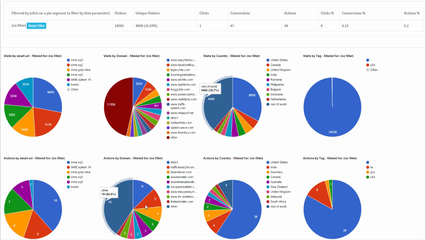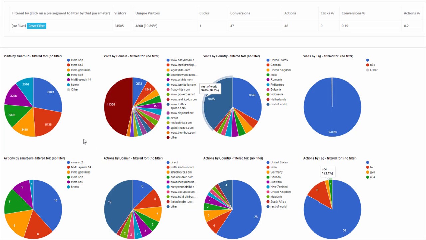Now on the row below we can see the same kind of pie charts, but this time it's actions. So here we've had 18 actions to MMESQ2, and so on and so on. And then we can see what domains our actions have come from, what country our actions have come from, and where we've used tags, what tags our actions have come from.